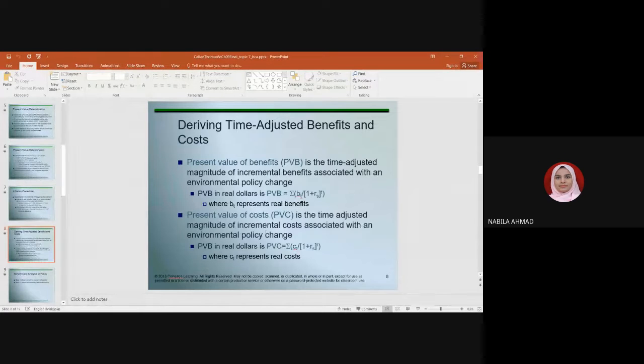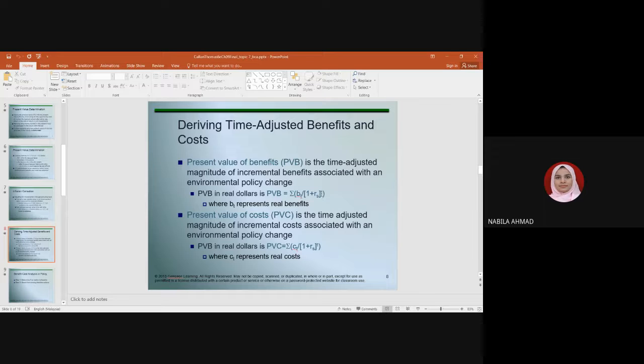Alright. So now kita nak derive the time adjusted benefit and cost. Right. Jadi ingat di sini benefit and cost yang kita katakan ini adalah incremental benefit and incremental cost. Right. So the time adjusted magnitude for this incremental benefit and cost kita panggil sebagai present value of benefit PVB and present value of cost PVC. Right. Jadi apakah formula dia? PVB in real dollar adalah summation of BT over 1 plus R to the power of T. Okay, so R adalah social discount rate ataupun interest rate tersebut.